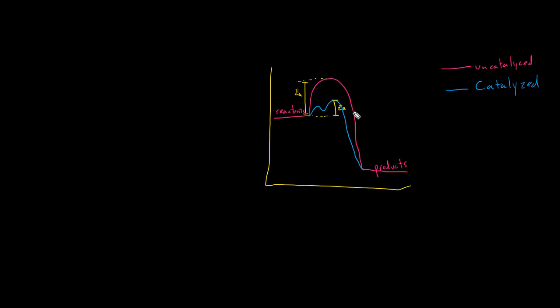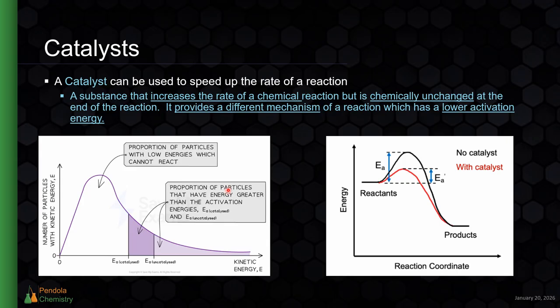So whether it has multiple hills like this one, which essentially shows a reaction mechanism with multiple steps, or whether it has a single hill, like the one we were seeing here, it means the same thing. The activation energy is lower in the catalyzed reaction with the catalyst than in the uncatalyzed reaction. So that's what catalysts do in the Boltzmann distribution and in the energy level diagram.